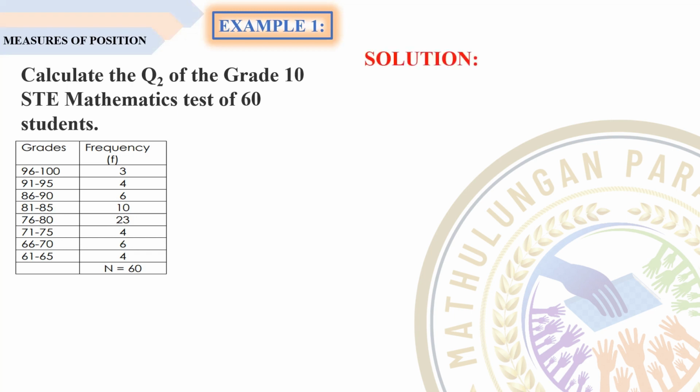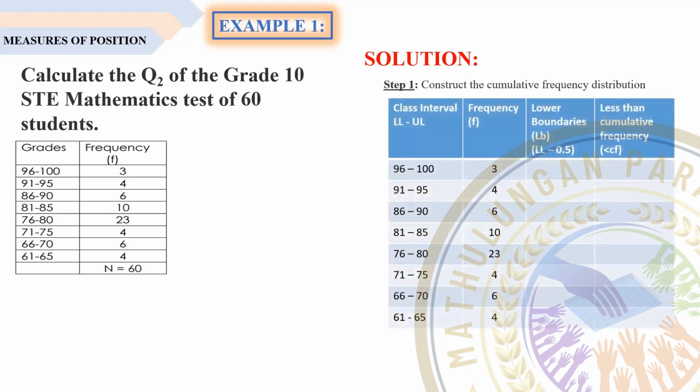So let us have our solution. Construct the cumulative frequency distribution. The first column is the class interval, wherein we have the lower limit and the upper limit. Next column is the frequency, represented by the small letter f. Third column is the lower boundaries, which we get by subtracting 0.5 from the lower limit. Then we have the fourth column, less than cumulative frequency.